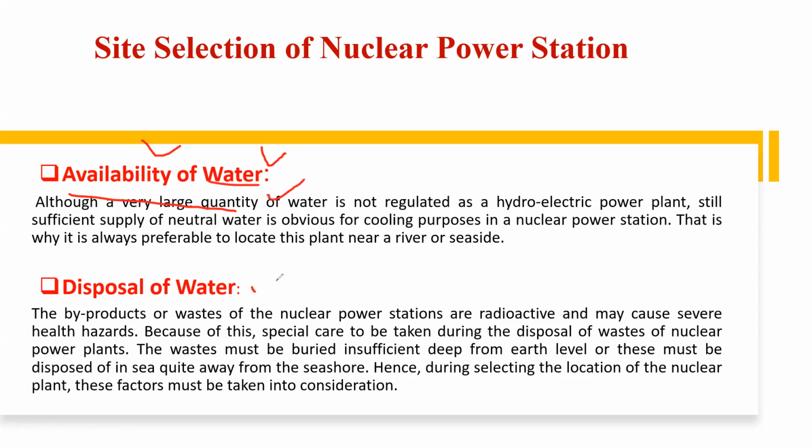Then, disposal of water. Whatever water passes through the nuclear power plant may come into contact with radioactive elements. If this water is injected into a river or lake, there is a very dangerous impact on the aquatic animals present in the water. So that's why disposal of water is very important. Establish the nuclear power plant far away from lakes or rivers, so that we can save our aquatic animals.